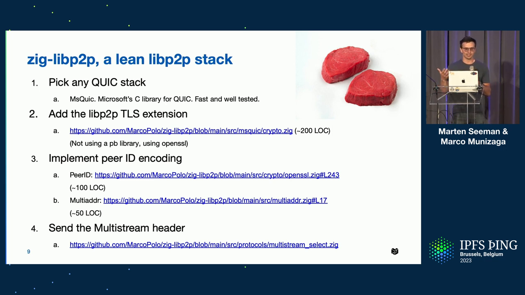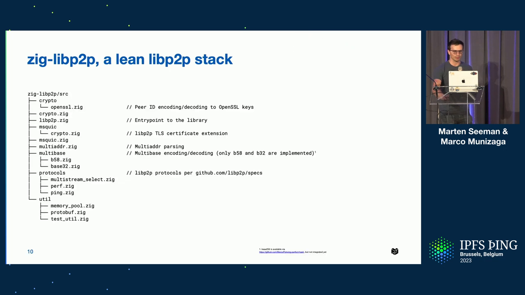The libp2p TLS extension was pretty straightforward, probably about 200 lines of code. Most of that is because I don't have a protobuf library, and I'm using OpenSSL, so things are a little verbose there. Peer ID encoding is also around 100 lines of code, and I'd say most of that is OpenSSL trickery. Multiaddr parsing is pretty straightforward, and sending the multistream header is also fairly straightforward to implement.